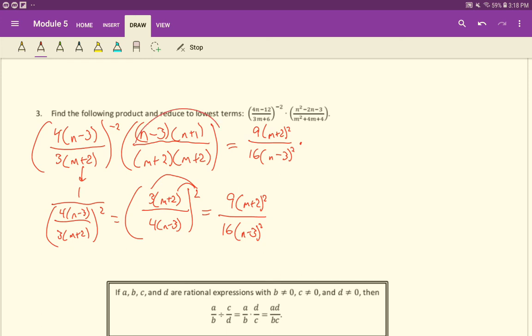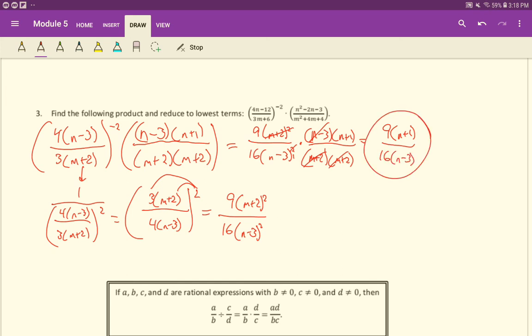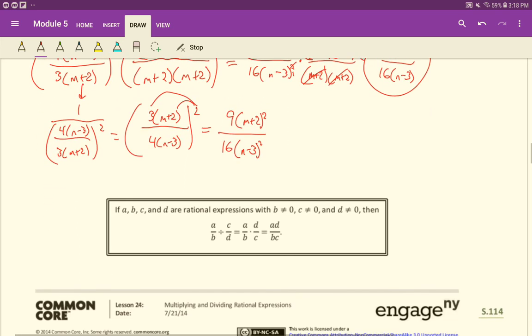Okay, times, and we'll rewrite this as well, n minus 3 times n plus 1 over m plus 2 and m plus 2. Okay, now, what can cancel? Well, n minus 3 will cancel one of the n minus 3's there, so we'll just have an n minus 3 to the 1. Here we have m plus 2 squared, which is m plus 2 times m plus 2, so that'll cancel exactly with that. And so we're left with 9 times n plus 1 in the numerator over 16 times n minus 3 in the denominator. And there's our final answer. Okay, in the next video we will look at division.